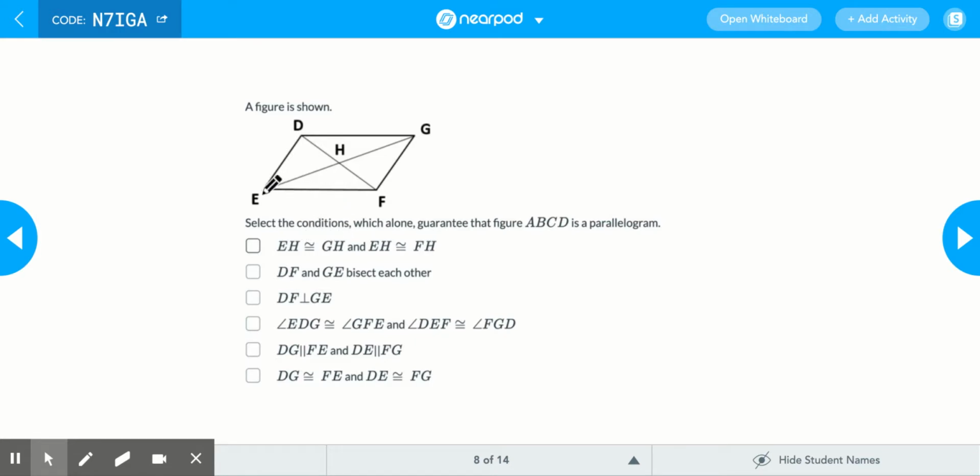EH is congruent to GH. All right, so far so good. Diagonals bisect each other. Let's start with the second part. EH, oh, we're doing this part again. EH is congruent to FH.